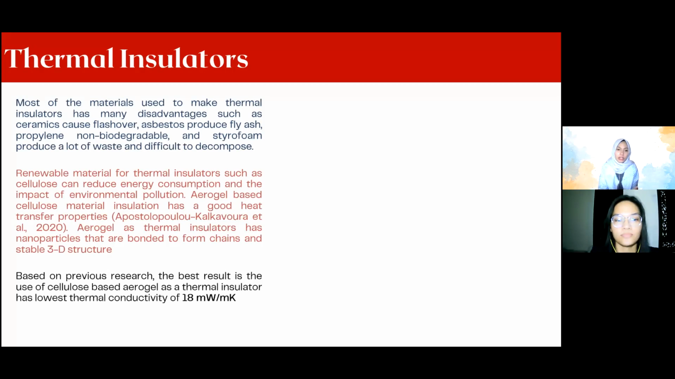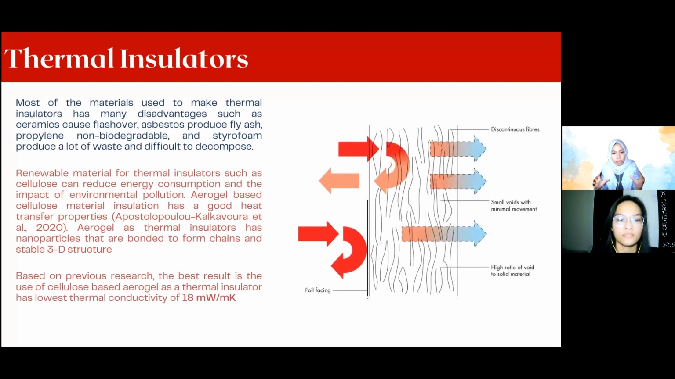Aerogel-based cellulose material insulation has good heat transfer properties. Aerogel as thermal insulator has nanoparticles that are bound to form chains and a stable three-dimensional structure. Based on previous research, the best result in the use of cellulose-based aerogel as thermal insulator has the lowest thermal conductivity of 18 milliwatt per meter Kelvin.